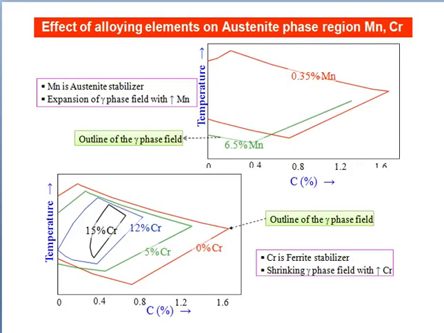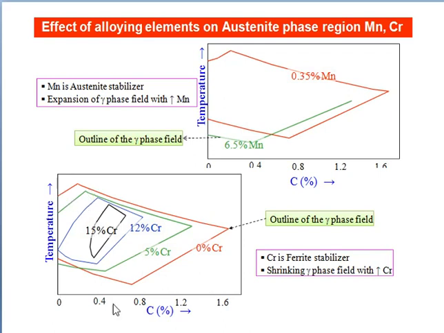Effect of alloying elements on austenite phase region, manganese and chromium, is temperature versus percentage carbon. Manganese is austenite stabilizer. Increasing manganese, expansion of gamma phase field also increases. This is outline of the gamma phase field, and this one is outline of the gamma phase field. Chromium is ferrite stabilizer, shrinking gamma phase field with increase of chromium.